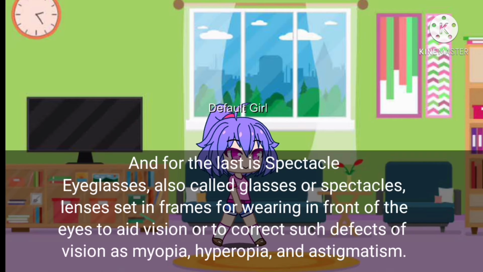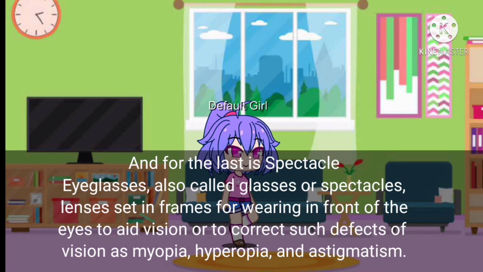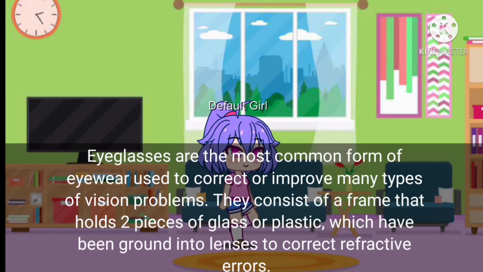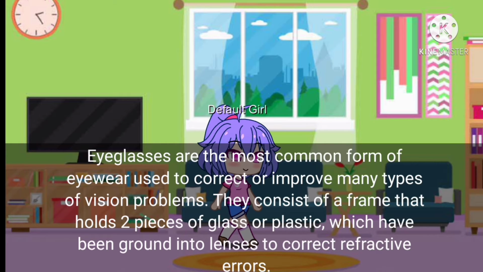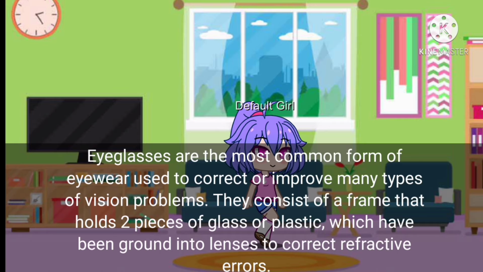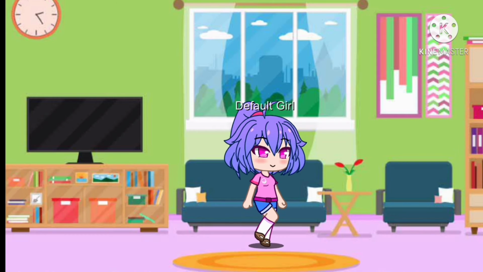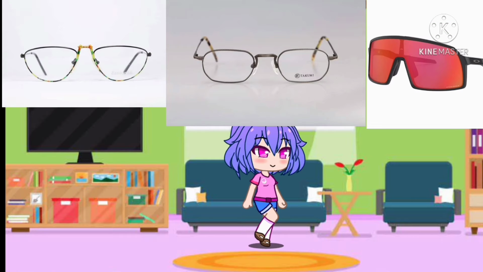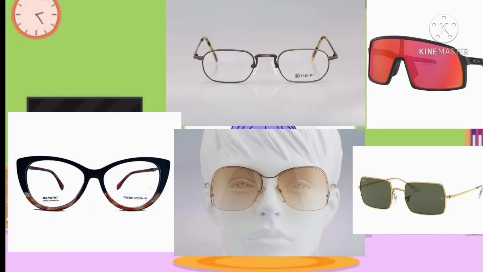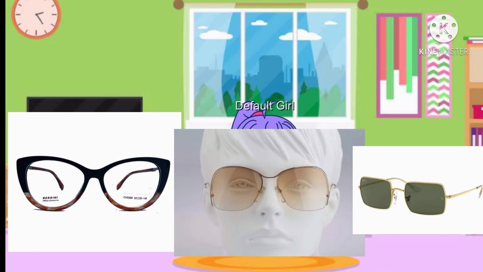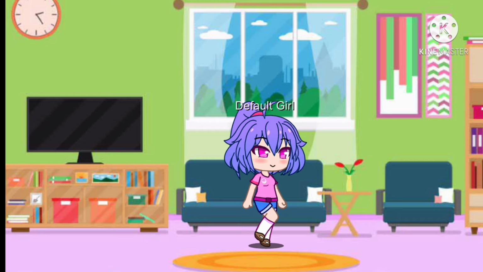And last is spectacles, also called eyeglasses or glasses. Lenses are set in frames for wearing in front of the eyes to aid vision or to correct defects of vision such as myopia, hyperopia, and astigmatism. Eyeglasses are the most common form of eyewear used to correct or improve many types of vision problems. They consist of a frame that holds 2 pieces of glass or plastic, which have been ground into lenses to correct refractive errors. This is the top 6 recommendation for you: Essilor 5.1, Ray-Ban 4.8, Varilux 4.6, Carl Zeiss Single Vision 1.4, Oakley 1.2, Filman 1.1.